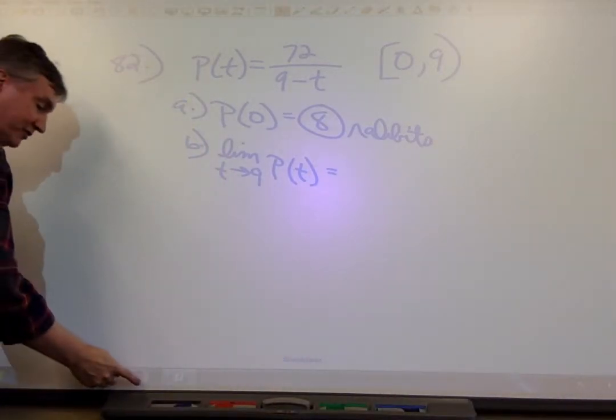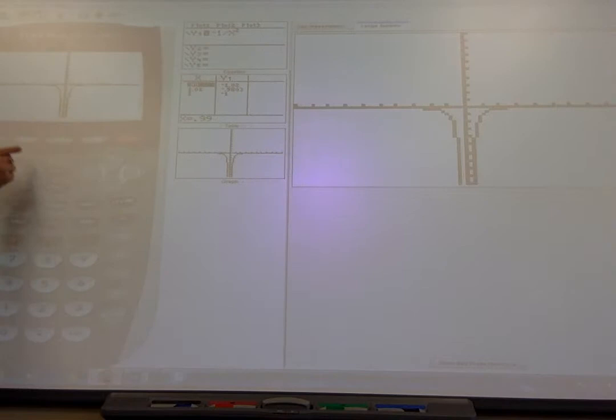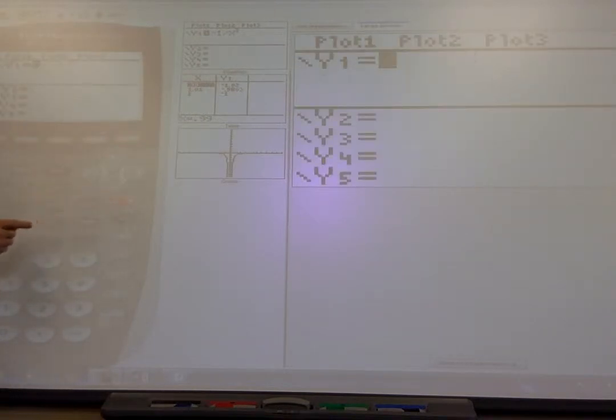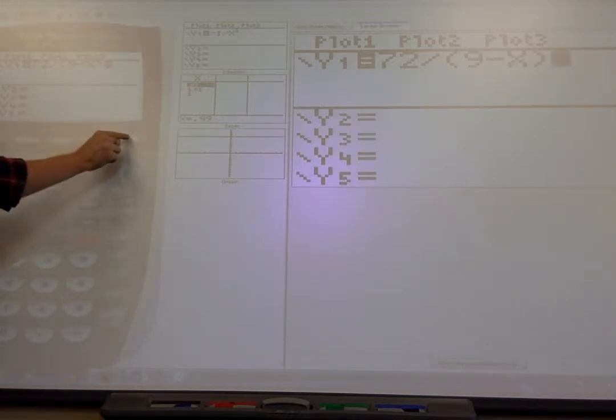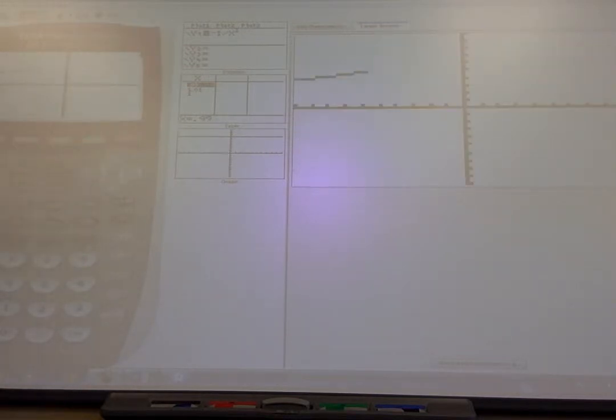think about if you graphed it. 72 over 9 minus t. 72 divided by parentheses 9 minus t. Okay? If I graph that, just on a standard window, let's see what I can see. And I'll zoom out once. That's what I wanted to see.